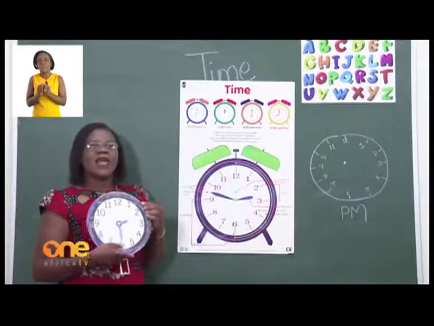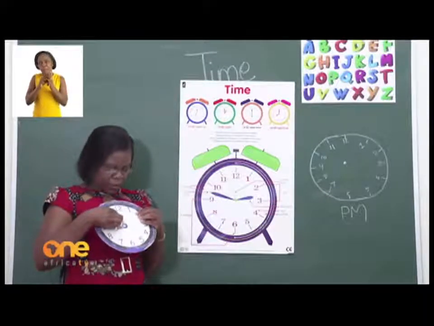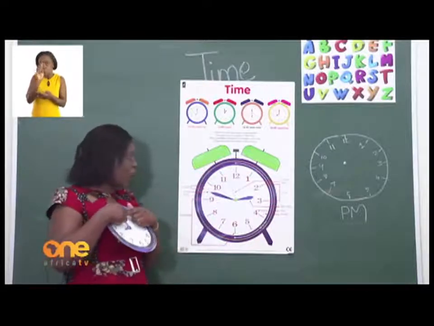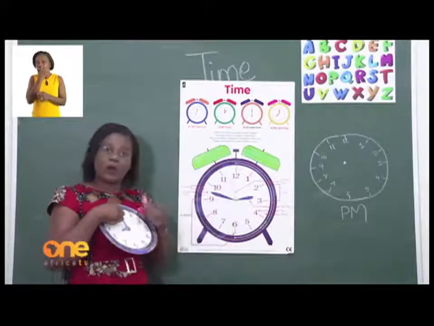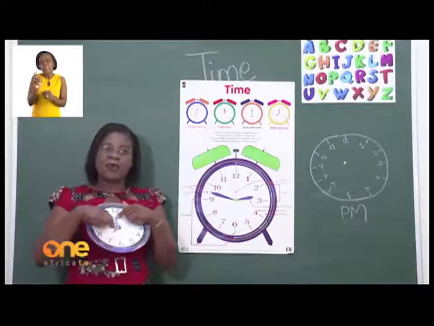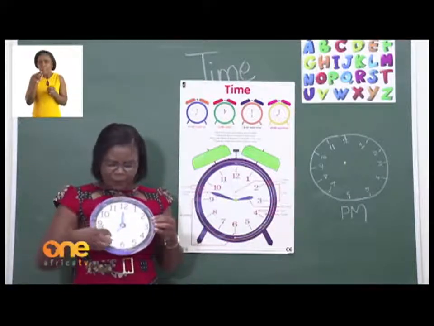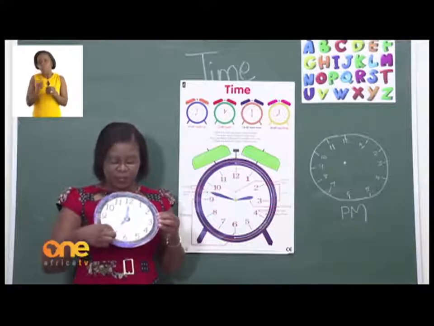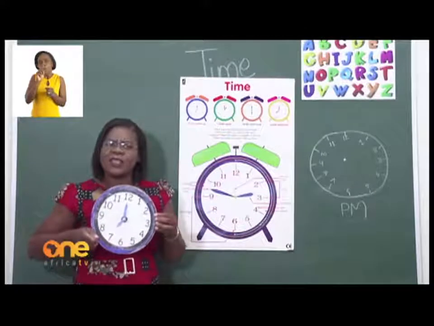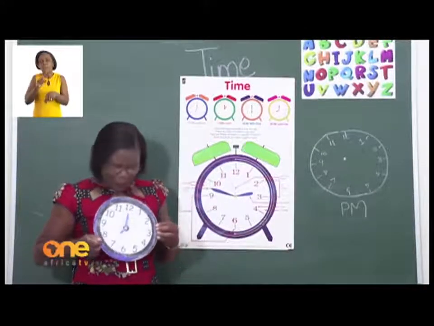Now, when we say o'clock, it means that the long hand should be at 12. When that long hand has moved to 12, we say o'clock. O'clock of what? Wherever the short hand is pointing, then we say that is the time. Now can you tell me, if my short hand now is on 7 and the long hand is at 12, that is o'clock. What o'clock is it? That is 7 o'clock. Thank you.